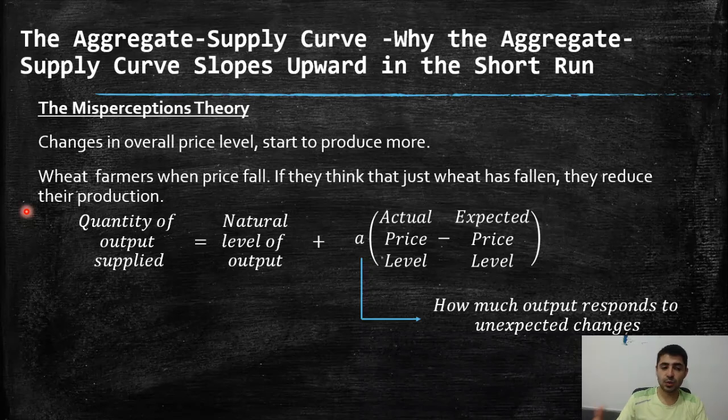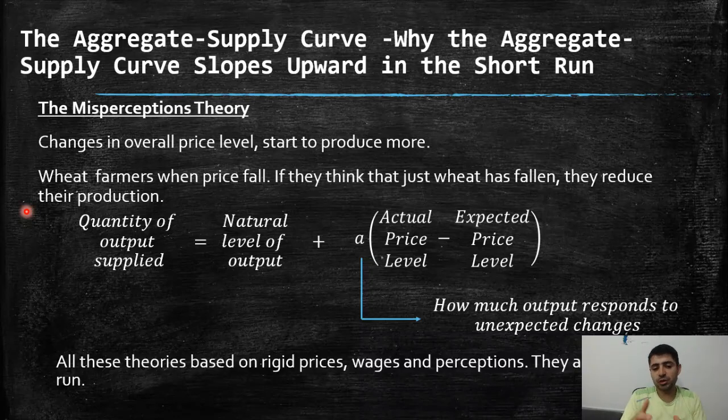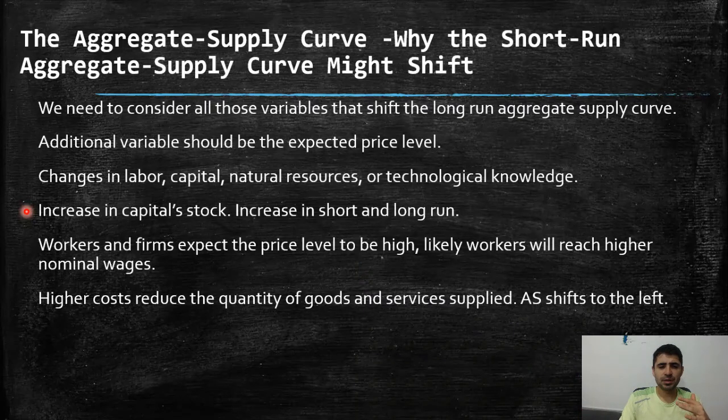So this is what we call the misperceptions theory. All these theories are based on rigid prices, wages and perceptions, so they adjust just in the long run. So then, when we consider all those variables that shift the long run aggregate supply curve, we're going to have a look at the change in the aggregate supply.